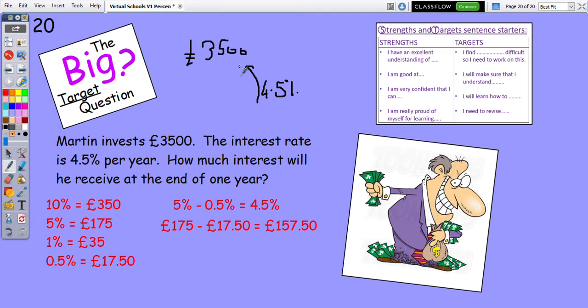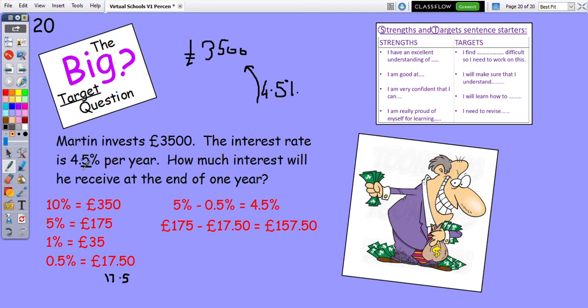Okay, so if we look at the question here, hopefully you can see it. I've got 10%, 5%, 1% and 0.5%. Okay, so 10% of 3,500 is 350, 5% is 175, 1% is 35, and 0.5%, because I need a 0.5, is £17.50, or half of £35. Remember, it isn't 17.5. Okay, it's money.